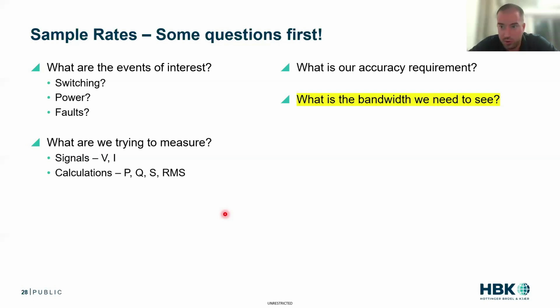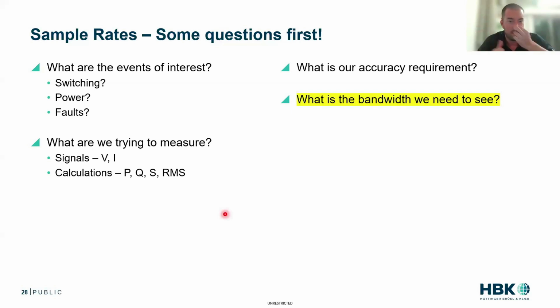Are you looking at real detailed switching events? Maybe then you need 100 megahertz or a scope. Are you looking at power? Now you need to consider accuracy versus frequency. And spoiler alert, power is in the fundamentals, so you don't need that high of a sample rate. Are you looking at faults? Are you looking at that type of thing? That's the higher sample rate too. So you need to balance that.